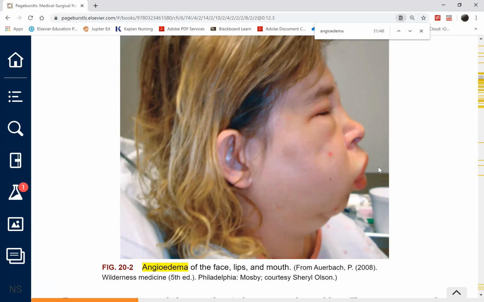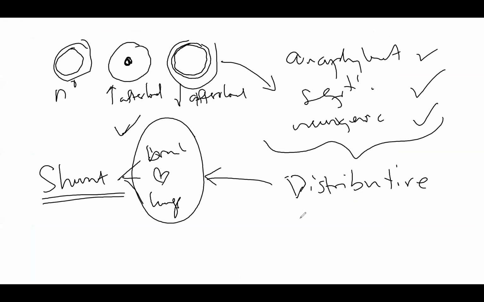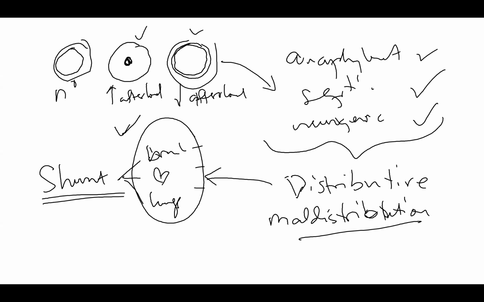If it was up to me, the name should really be maldistributive shock, because this is about maldistribution. There is incorrect allocation of resources. In shock, we're supposed to conserve blood and oxygen only to these three vital organs. But what happens in anaphylaxis, in septic shock, and including neurogenic shock, is there is maldistribution. Instead of vasoconstriction, what we have is vasodilation, and that is what accounts for the patient's symptoms here.